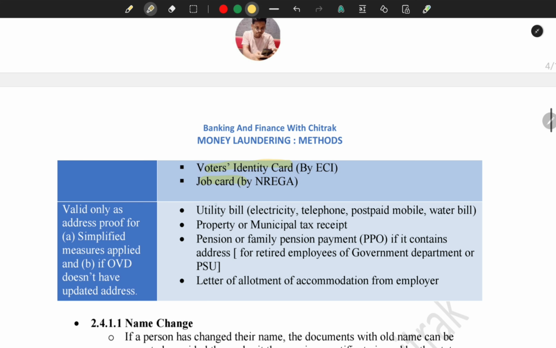But some documents like utility bill of electricity or telephone or postpaid, property or municipal tax receipt, pension or family pension payment orders, that is PPO, letter of allotment of accommodation from employer in PSUs, these are valid only as address proof and for simplified measures applied. If the OVD or officially valid document doesn't have the updated address, then only you can take these extra CDDs.